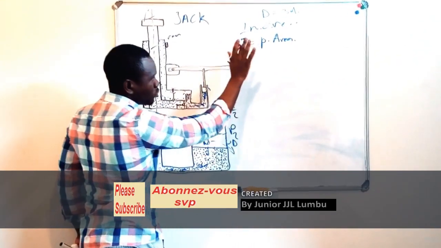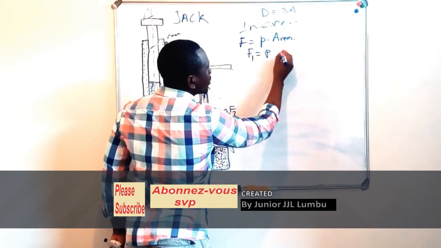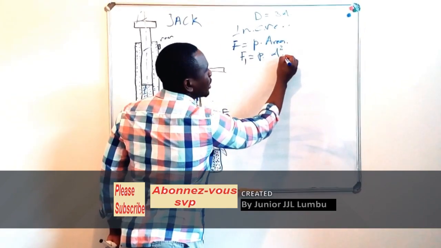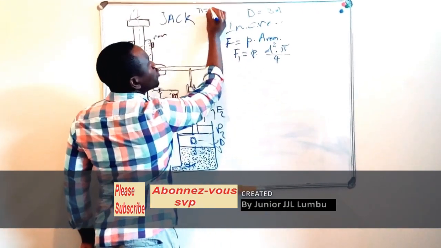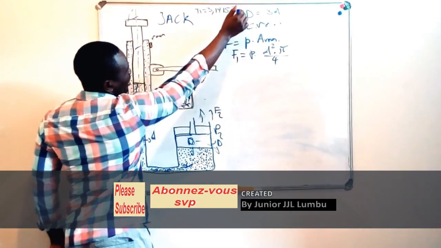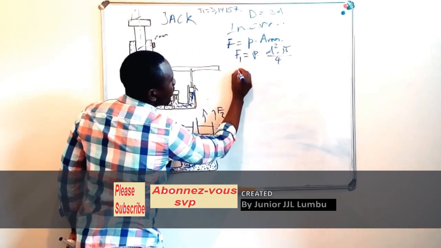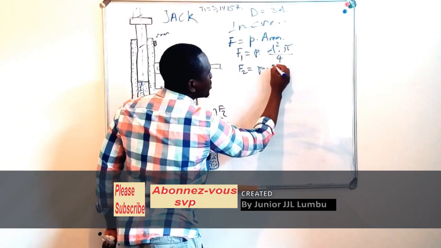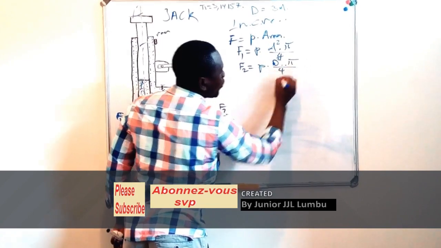I'm going to talk about the force first. F1 equals P times the diameter squared times pi over 4. We know that pi equals 3.14157, I want to stop there. So this is force 1. And force 2 equals the same P times the bigger D squared times pi over 4.